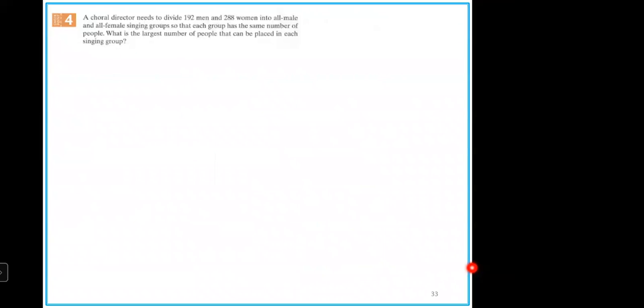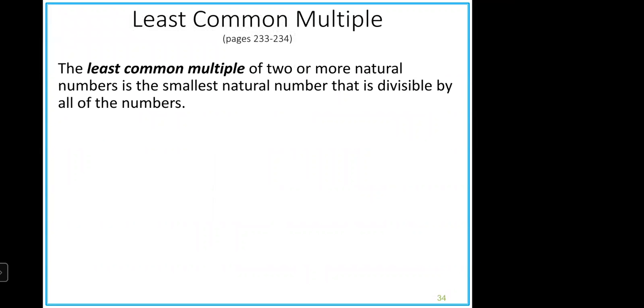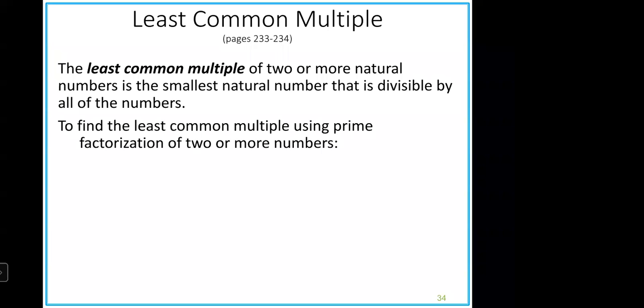Okay, thank you. We're going to move to the next concept, which is the lowest common multiple. The lowest common multiple of 2 or more natural numbers is the smallest natural number that is divisible by those numbers. So with the greatest common divisor, we're looking for the greatest number that can divide the numbers. Now we are looking for the smallest number that is divisible by those numbers.